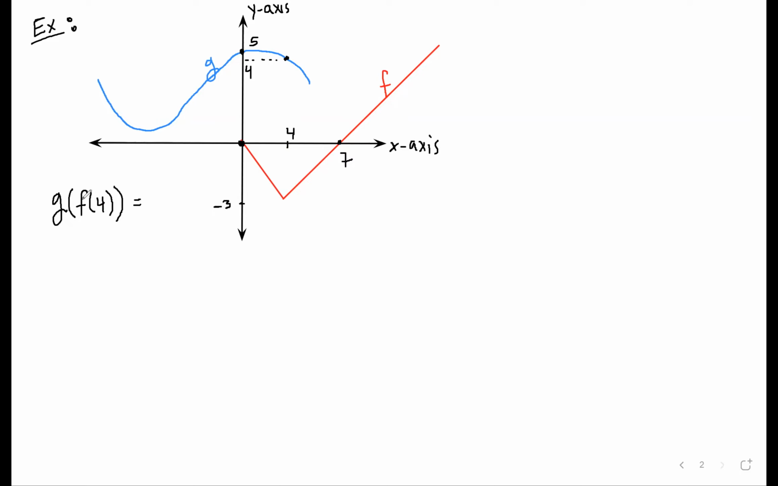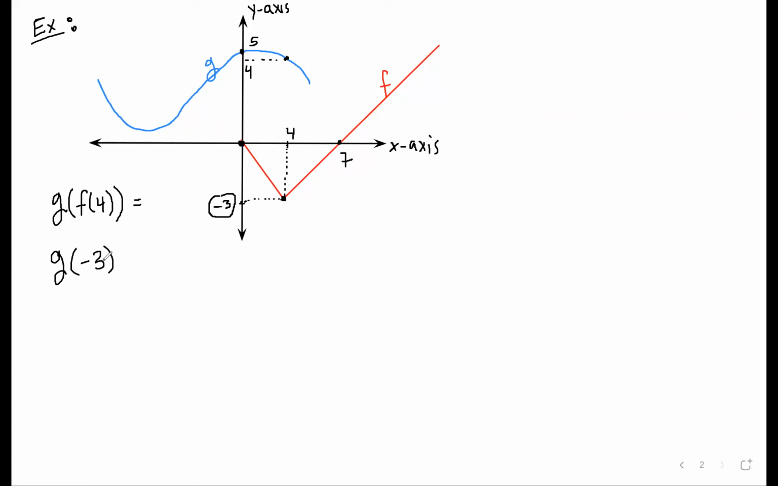So g of f of 4, you go to the number 4. You find the y value for the function f of 4. So you go down like this. It intersects with the curve at this point, and you find the y value. The y value is minus 3. You put it instead of the f of 4. So this equals g of minus 3.